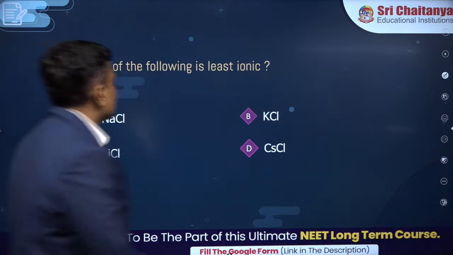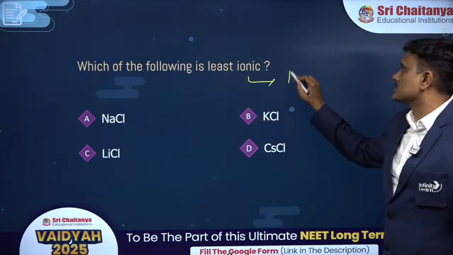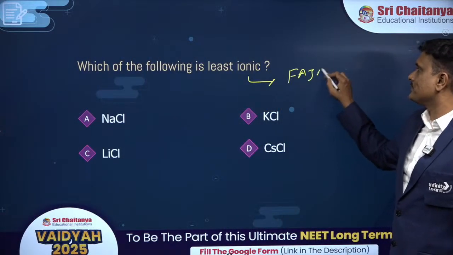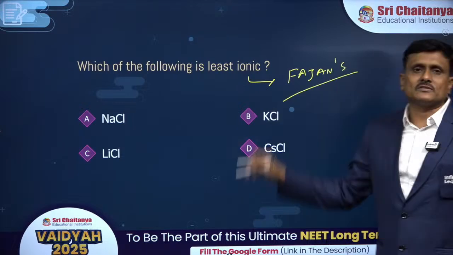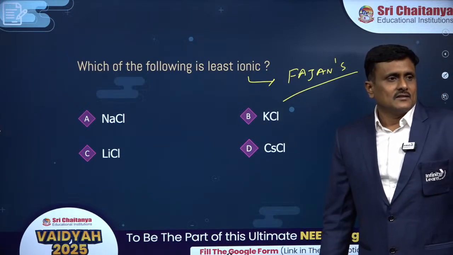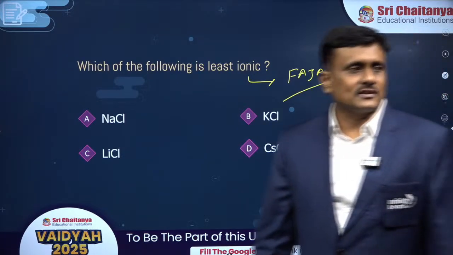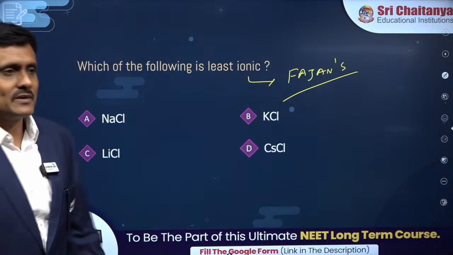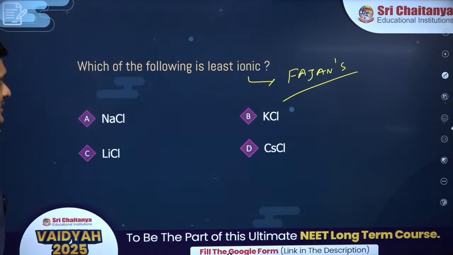Ionic is purely based on Fajan's rule, right? Some people pronounce it differently. Okay, that's how you made a mnemonic. Brilliant. Now somebody is asking what is that mnemonic?